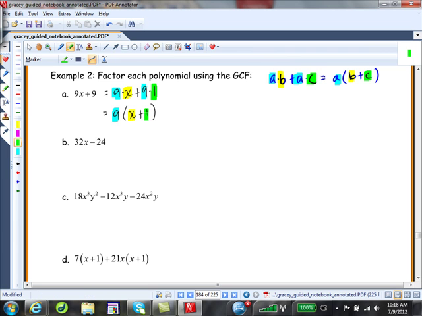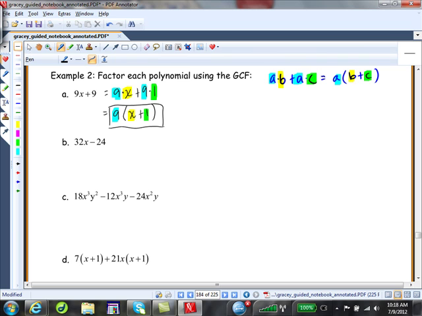So take a minute and look at that and see what you think. Okay, pause the movie and do part B. See how you do. On your mark, get set, go. All right, let's see how you did.